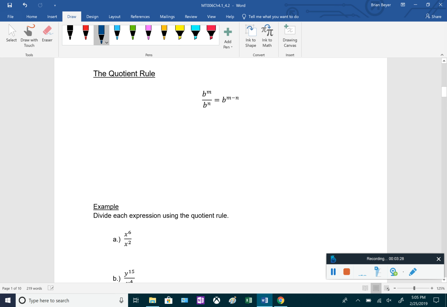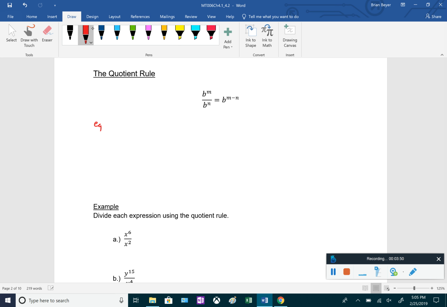Next one is the quotient rule. For the quotient rule, it's pretty similar to the product rule. If we're dividing b to the m divided by b to the n, to combine them into one base, we subtract. So it's going to be b to the m minus n. The exponent in the numerator minus the exponent in the denominator gives us the new exponent.